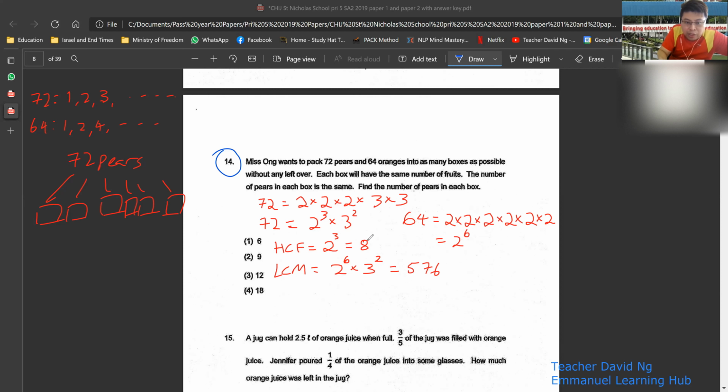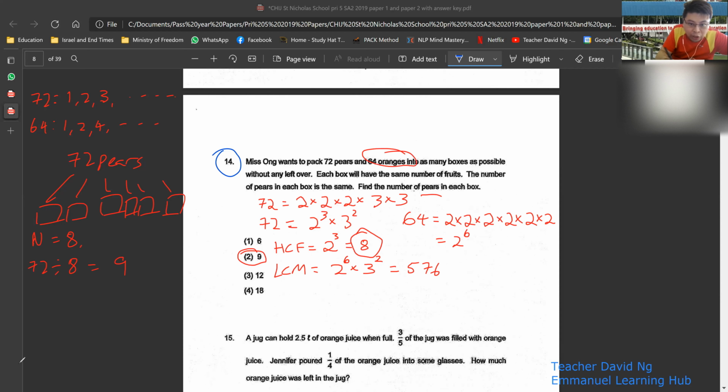I suspect it's 8 number of boxes because it's the highest common factor. So N represents the boxes, right? So it's 8 boxes. Yes. So 72 divided by 8 equals 9. So how many pairs in each box? 9. They're asking for pairs, right?